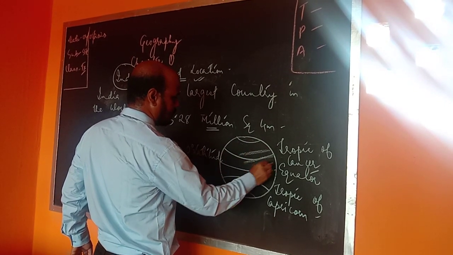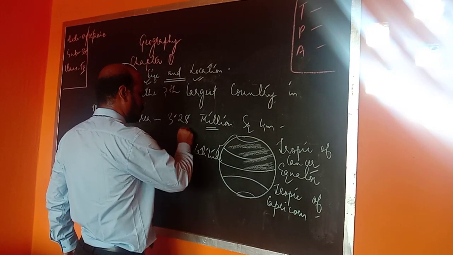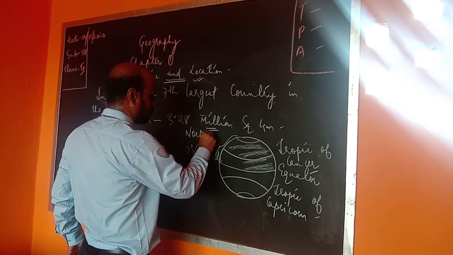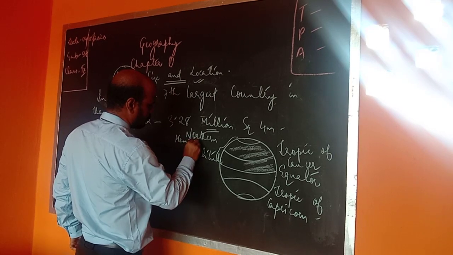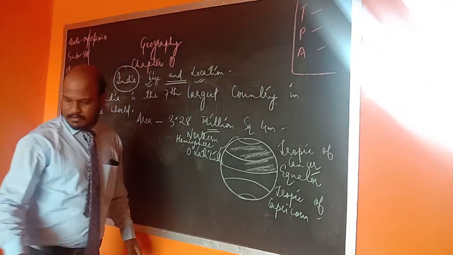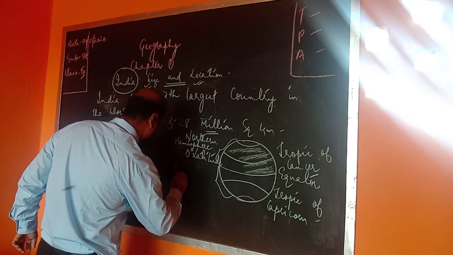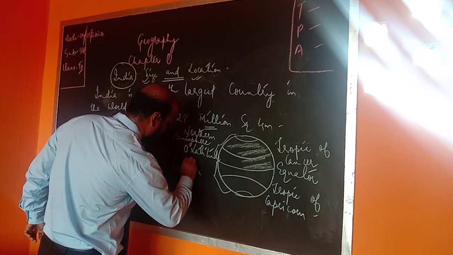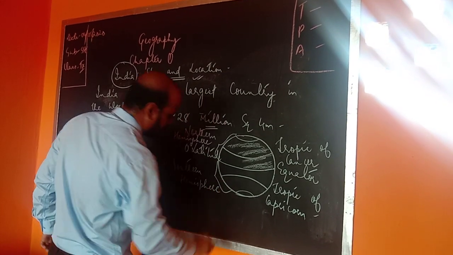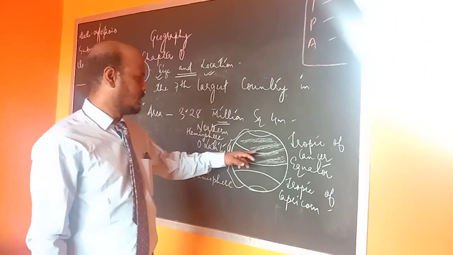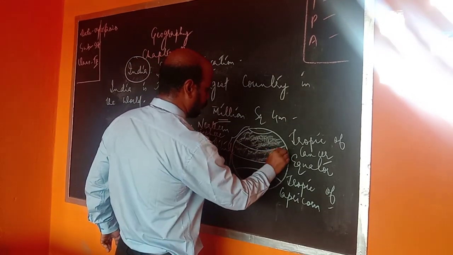This part is the northern hemisphere. And this part is the southern hemisphere. As I have already told you, India completely lies in the northern hemisphere.